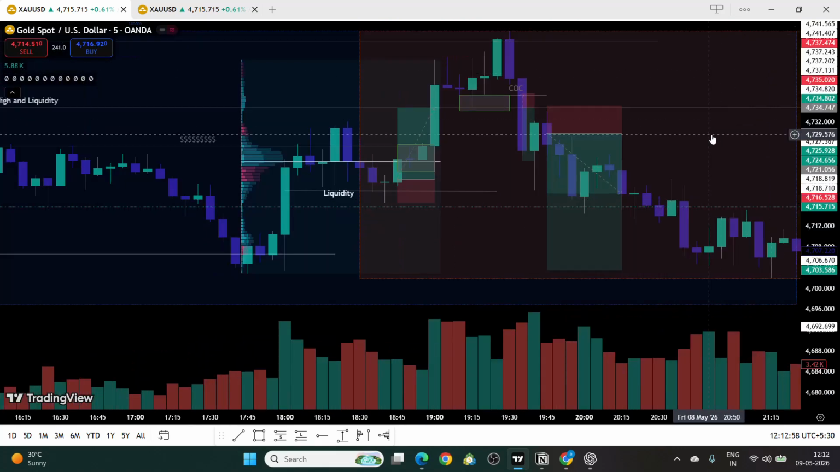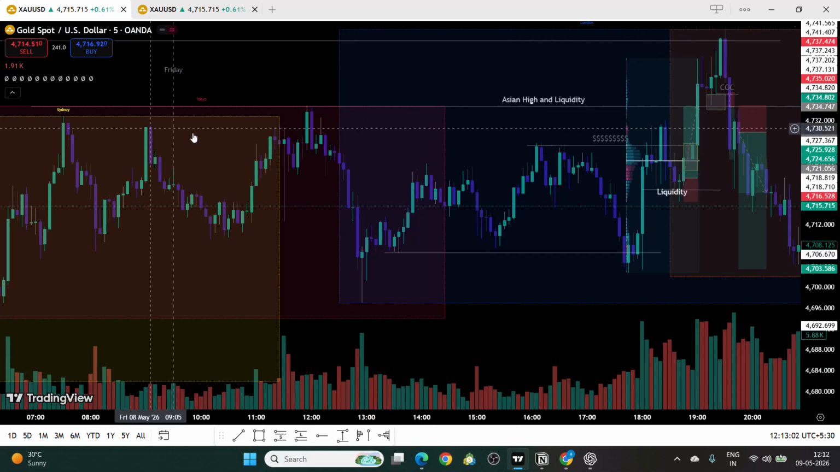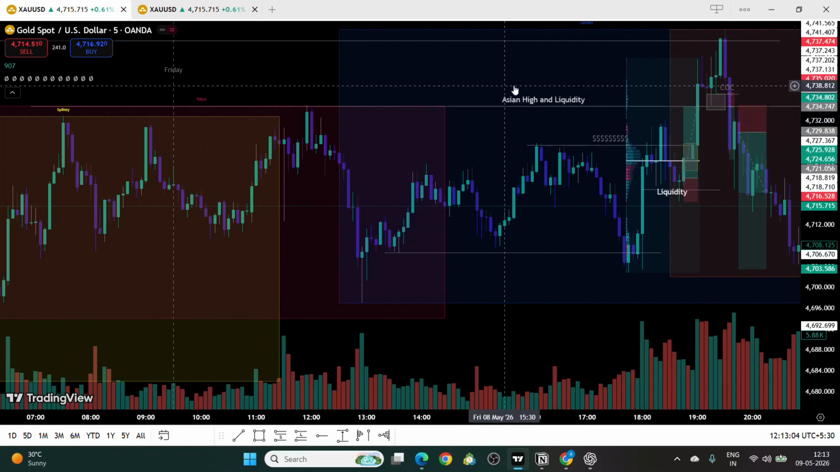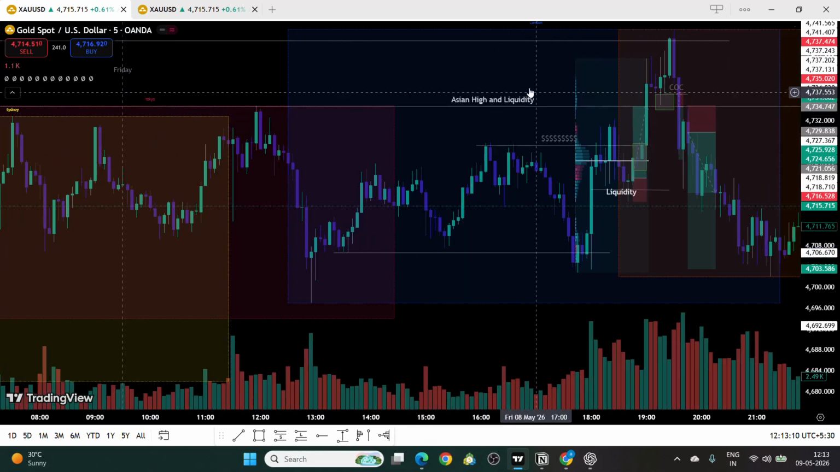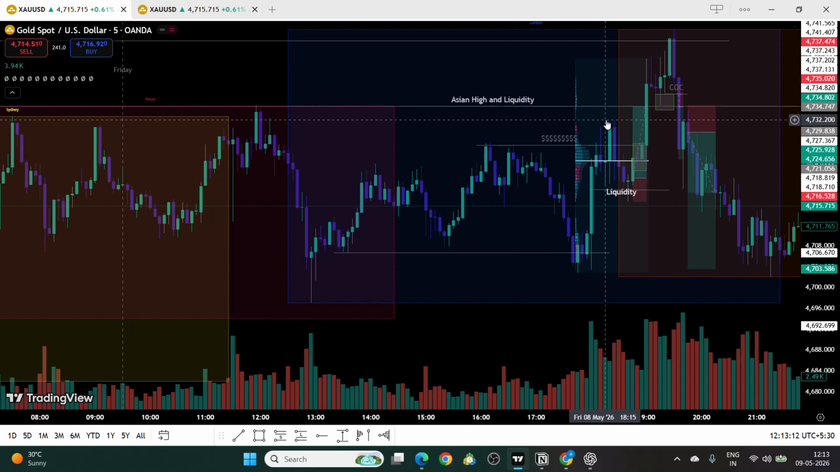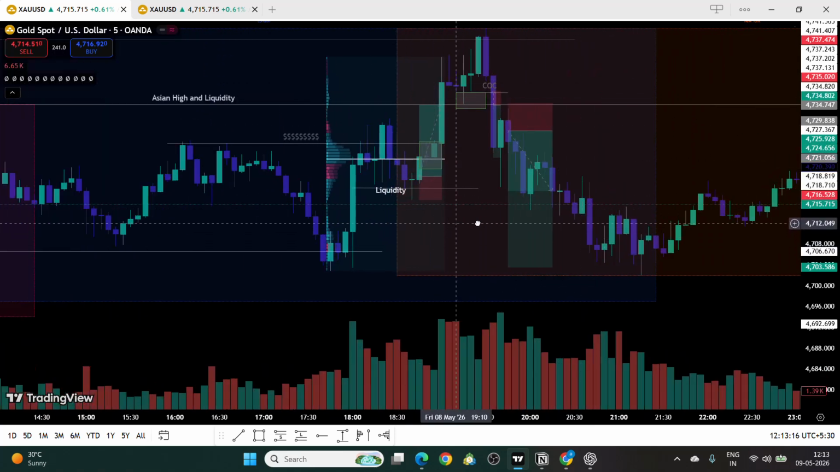I just wanted to recap this. This is the Sydney and the Tokyo, which is an Asian session high, and most of the orders which are placed on this high are the liquidity for New York to trade. So how can we take this?